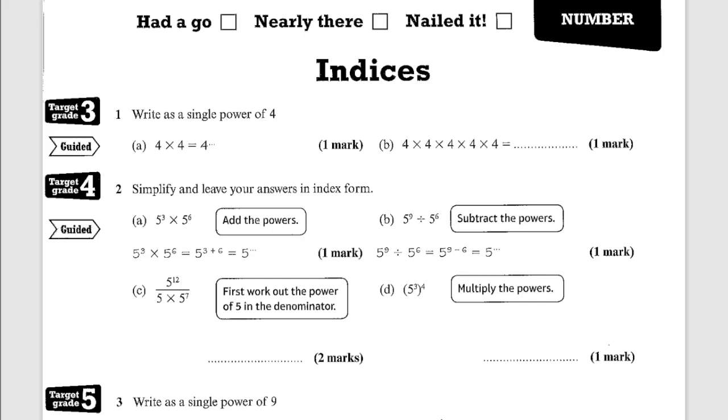So, as a single power of 4, 4 times 4 would be 4 squared. 4 times 4 times 4 times 4 times 4, we've got 1, 2, 3, 4, 5 of them, so it would be 4 to the power 5.